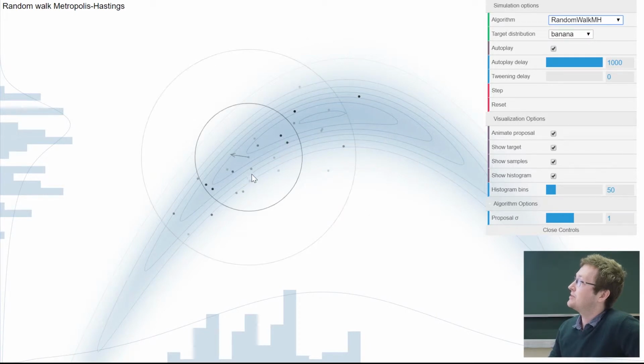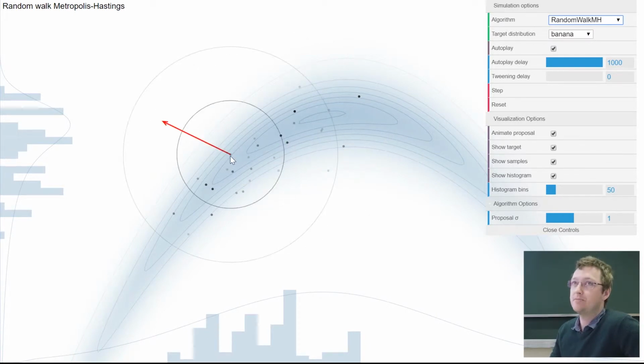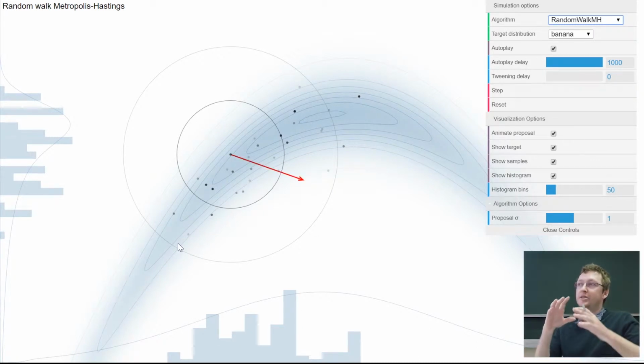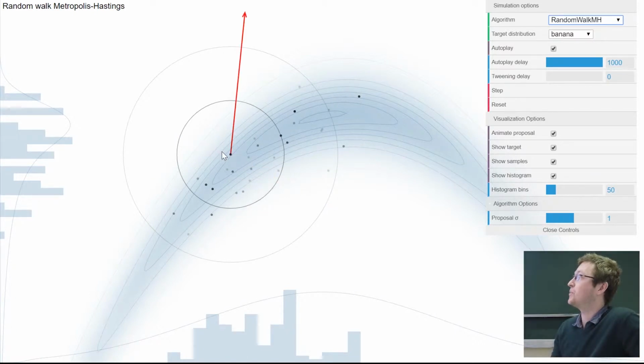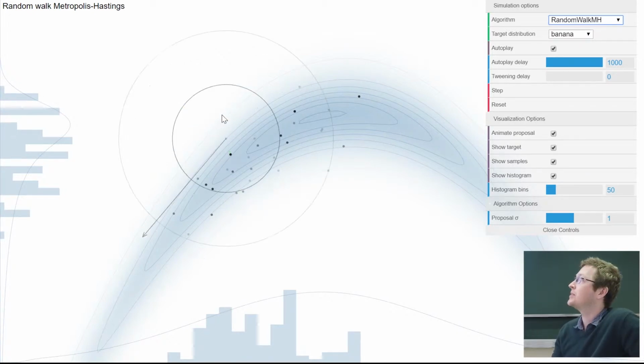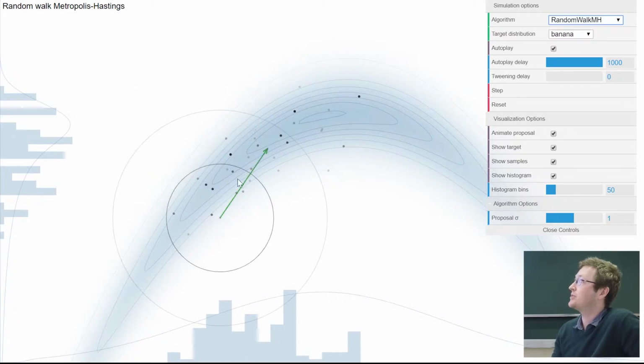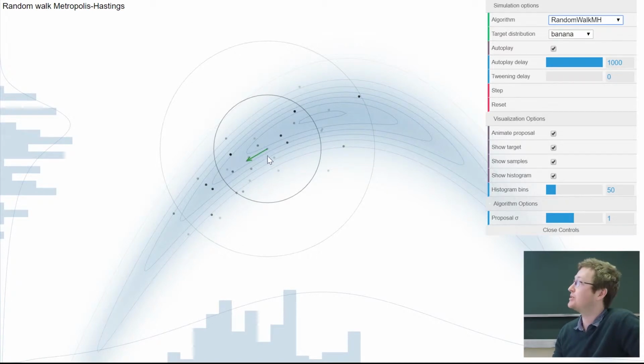Wherever it is now, it suggests a point as a proposal. So it samples from the transition, which in this case is just proposing points that are normally distributed, where the normal distribution is centered on where we are now. So it's a random walk. That's what these circles are saying. This is sort of the contour lines of the Q transition kernel. And so it samples where we are, it samples the proposal y. That's what it's drawing the black line towards, the proposed point.